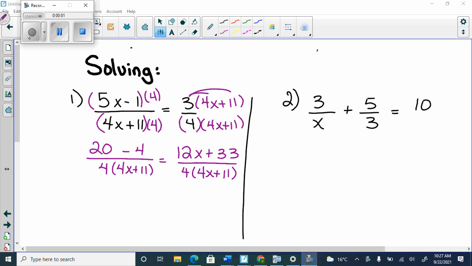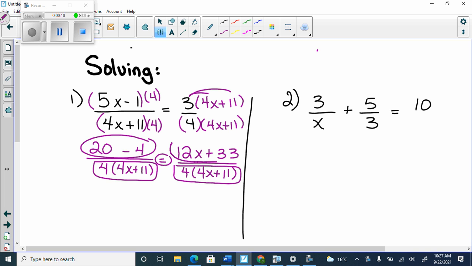Now, if this denominator equals this denominator, I can say that this numerator equals this numerator. So once you have fraction equals fraction, you can set the numerators equal. So we get 20x minus 4 equals 12x plus 33.